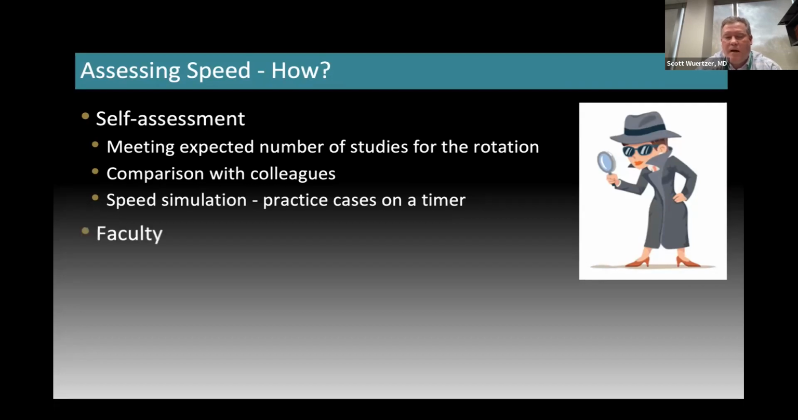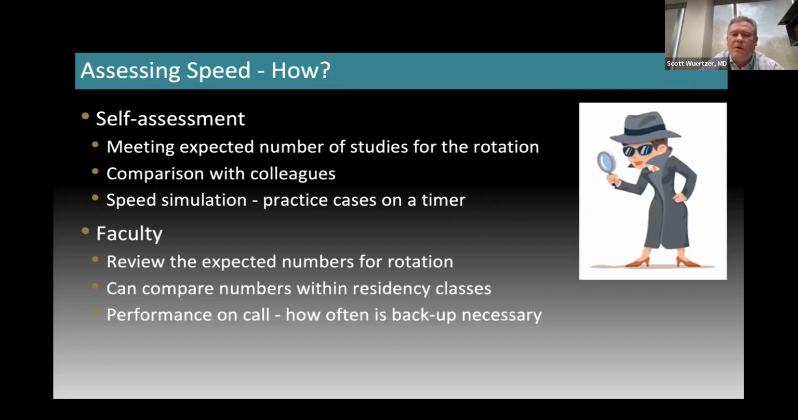As faculty, how can we assess their speed? Well, same sort of thing. You're going to have access to those numbers. So if you feel like you need to bring it up during a semi-annual, you can. I think there are certainly tactful ways to do this. It's not going to be the first thing that you bring up during a meeting, but it is nice to have some of that objective data that you can compare across a class, and you can see if somebody is an outlier. For us, performance on call can help trigger certain factors.